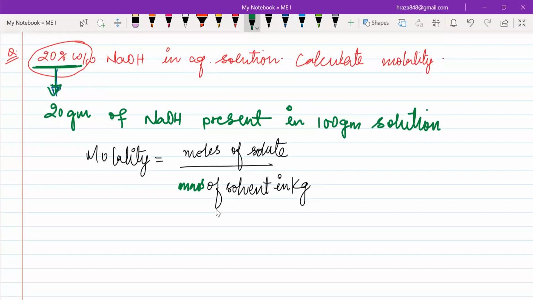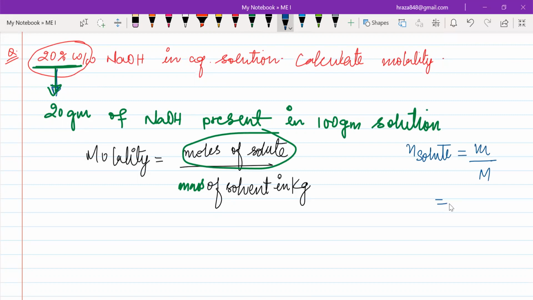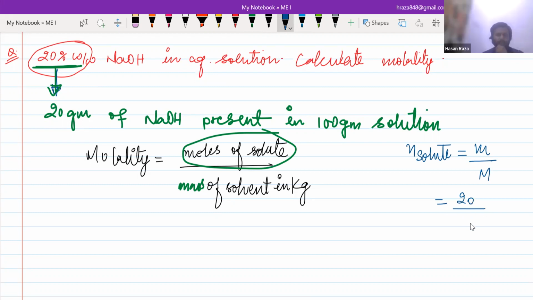Sakina, can you calculate the moles of solute? Number of moles of solute? Please do let me know. It will be given mass upon molar mass, yes or no? Yes, sir. What is the given mass? Sir, 20. What is the molar mass of NaOH? 40. You have got the value of number of moles of solute, that is half mole. Now you need to calculate the mass of solvent in kg.